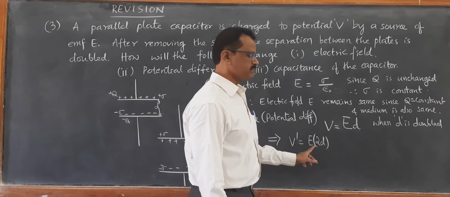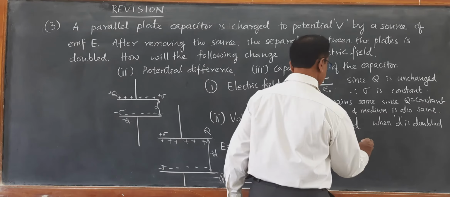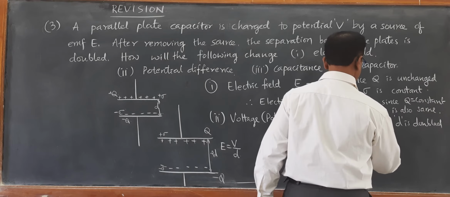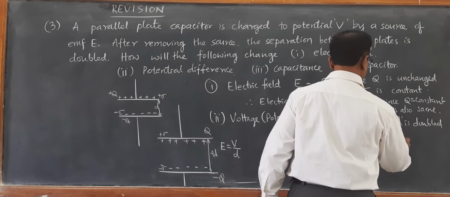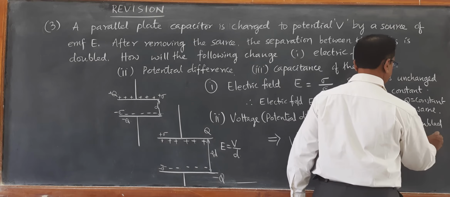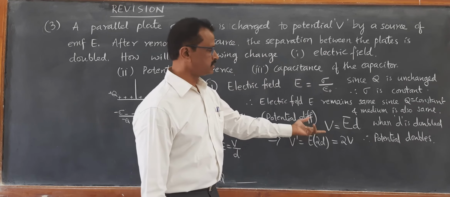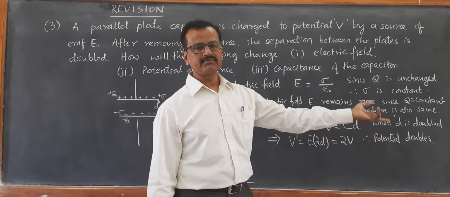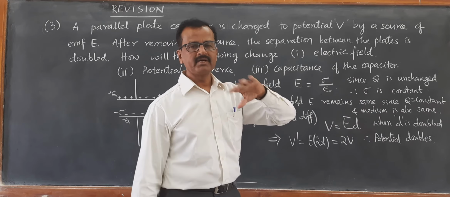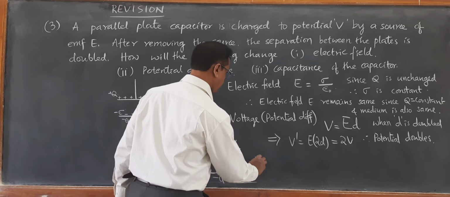So when V becomes V dash, the potential difference becomes 2 times V. Therefore potential doubles, or voltage increases by 2 times. Potential doubles, or potential difference doubles, or voltage becomes 2 times. So this is the second problem. What happens to the capacitance of the capacitor?